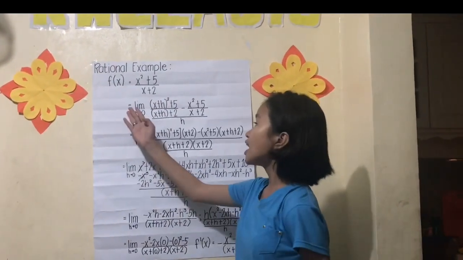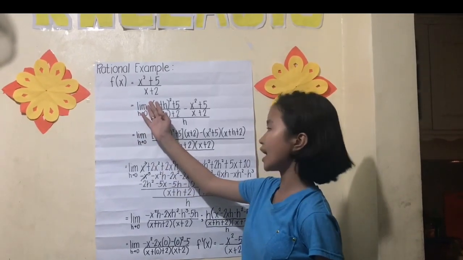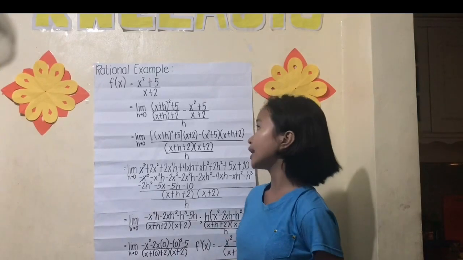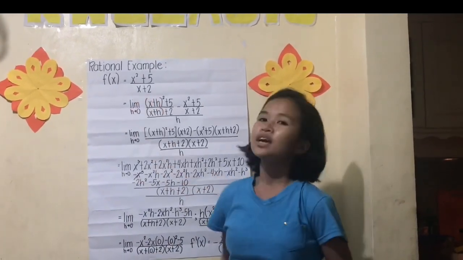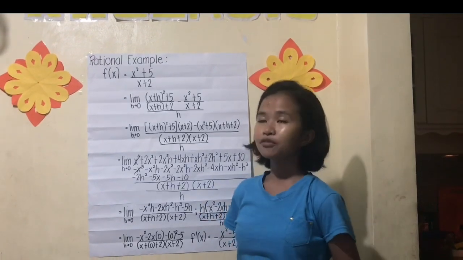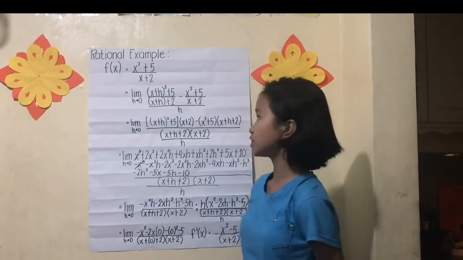So we have another, rational example of the derivative using the limit process. We have f of x is equal to x squared plus 5 over x plus 2. So again, we can get the derivative of this equation using the formula f prime of x is equal to f of the quantity x plus h minus f of x over h.